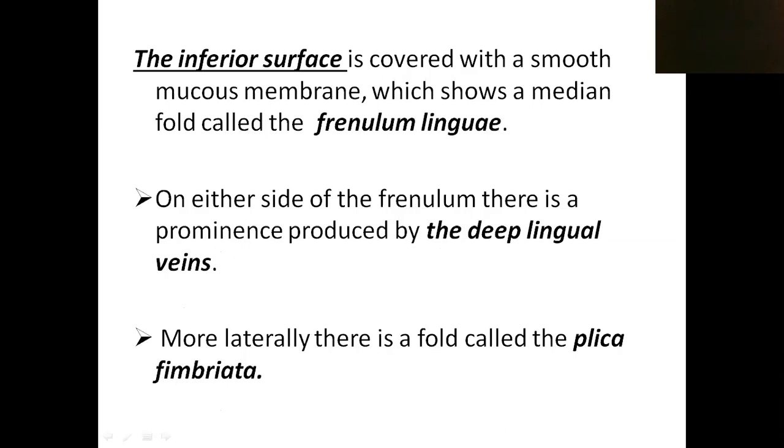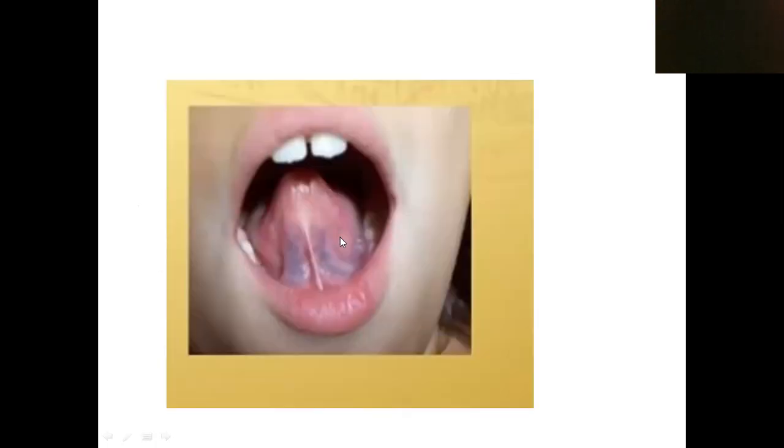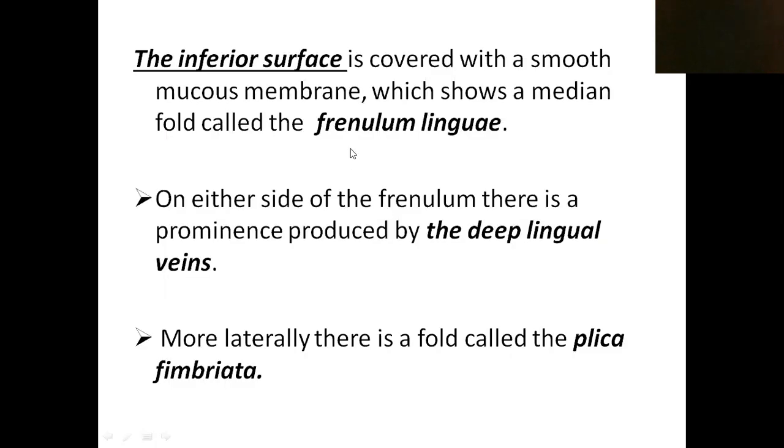If you move laterally, we can see another fold, that one is the plica fimbriata. So frenulum linguae, deep lingual veins, then plica fimbriata. Those 3 features are seen in the inferior surface.